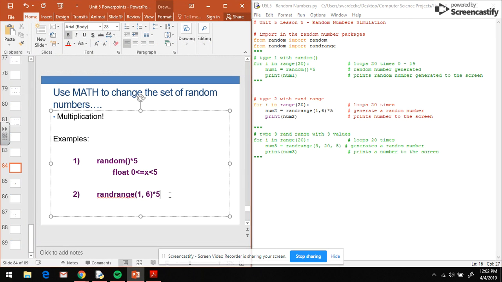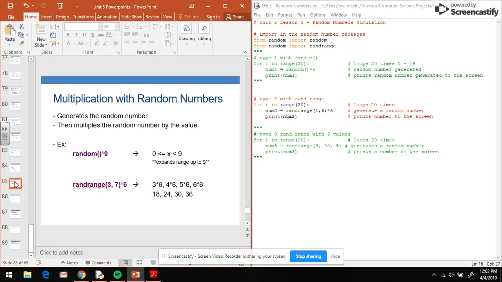So to explain to you what's really happening here is rand range 1, 6 would really produce 1, 2, 3, 4, or 5. But this multiplication of 5 is really doing 1 times 5, which is 5. 2 times 5, which turns into 10. 3 times 5, which turns into 15. 4 times 5, which turns into 20. And 5 times 5, which turns into 25. So basically it tells us, okay, we'll have numbers 1 through 5, and then we're going to multiply them all by 5, which is why this rand range produces 5, 10, 15, 20, and 25.